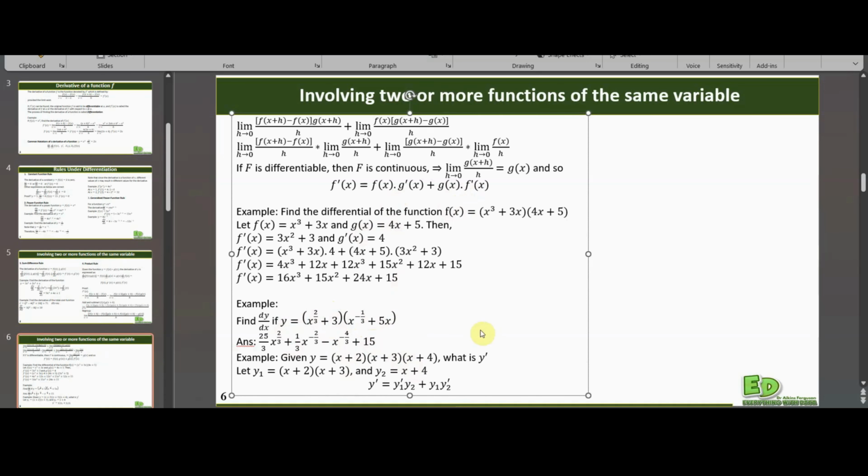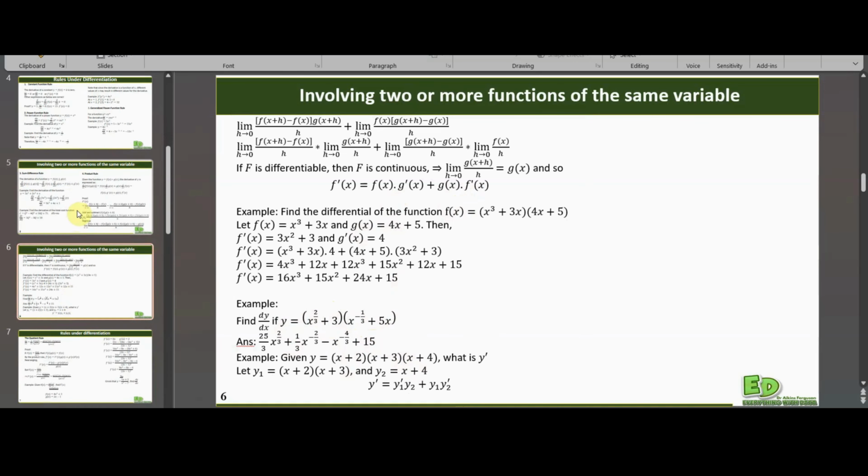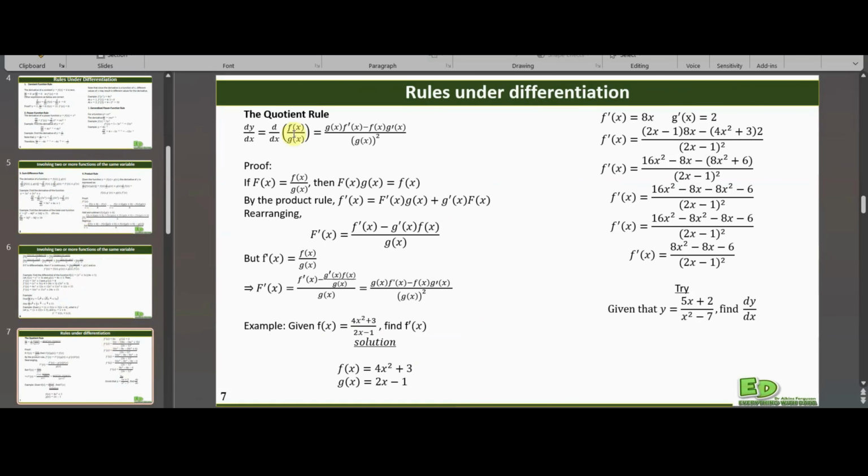Okay. Let's look at the next one, which is the quotient rule, right? The next rule is the quotient rule.